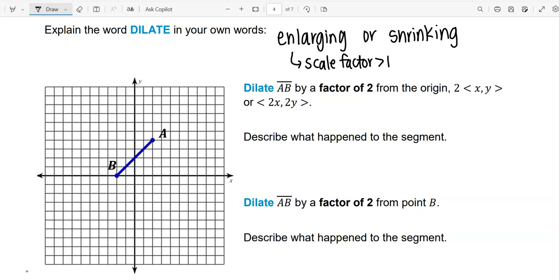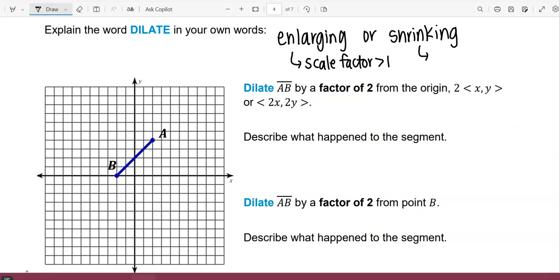It's a transformation we've already done. Reflects it. So we don't want to do a negative. We don't want to do 0 because doing a negative will reflect it and doing 0 won't do anything. So for shrinking, you're going to have a scale factor that is between 0 and 1. So it's going to be greater than 0 and less than 1. All that means is that it's probably going to be a fraction or a decimal that's smaller than 1. That's not negative, okay? So we're going to dilate segment AB by a factor of 2 from the origin, and I give you the rule.